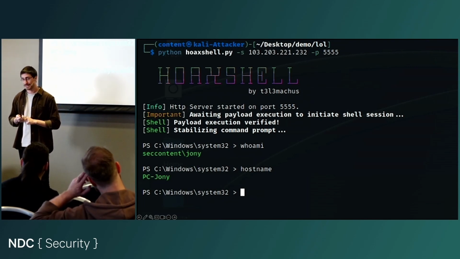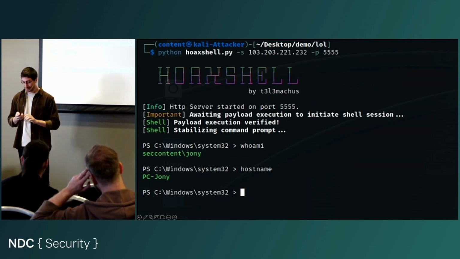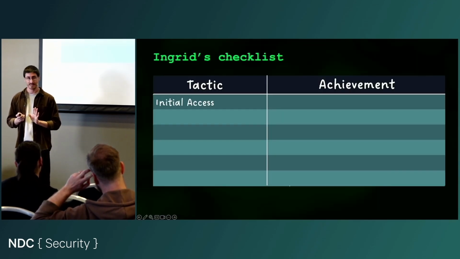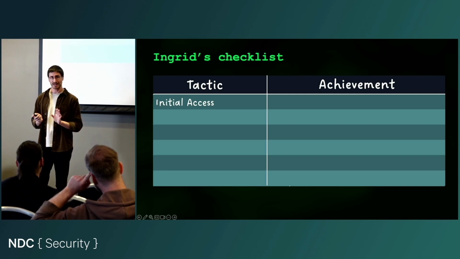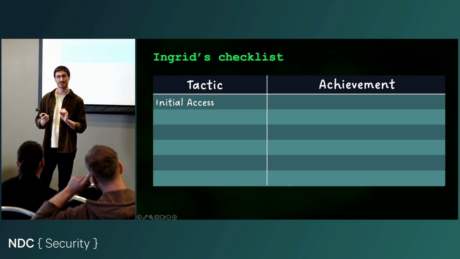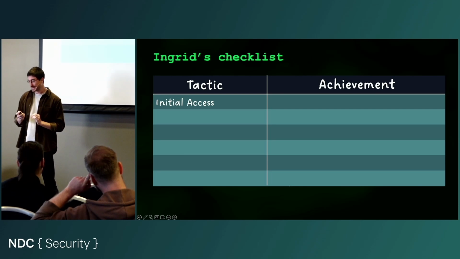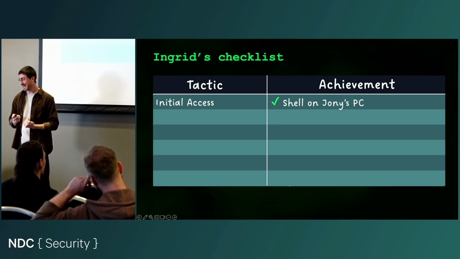Let's see where she takes it from here. But first, since Ingrid is very well organized, she has a checklist for the goals that she wants to reach in her attack. And the first achievement that she got is the initial access.